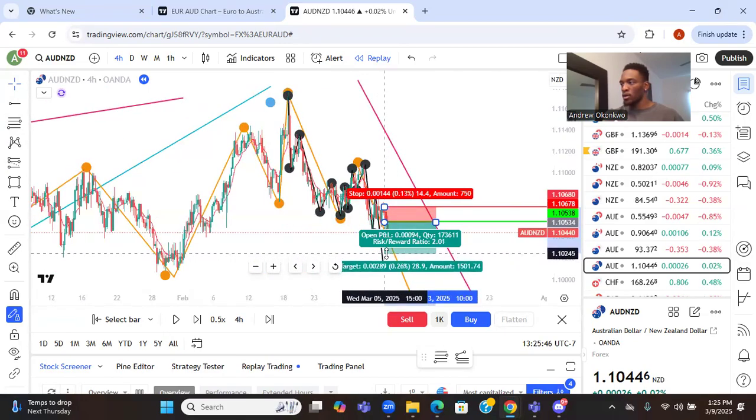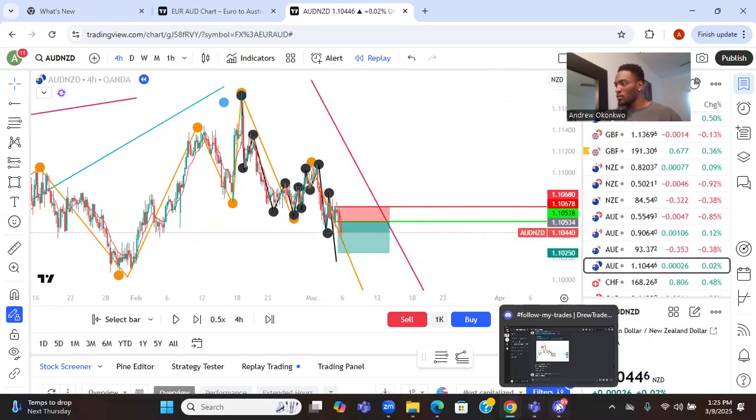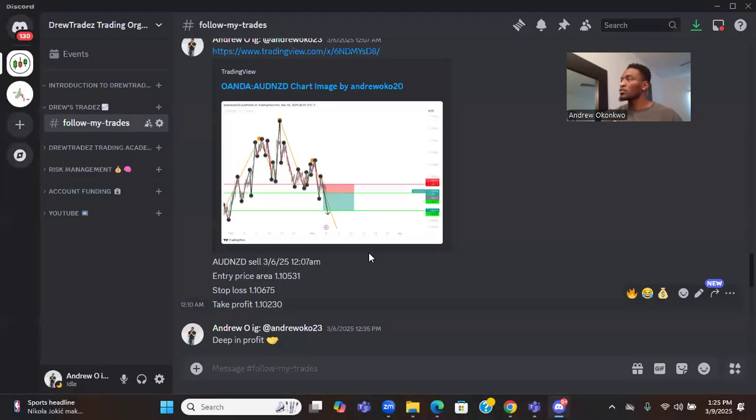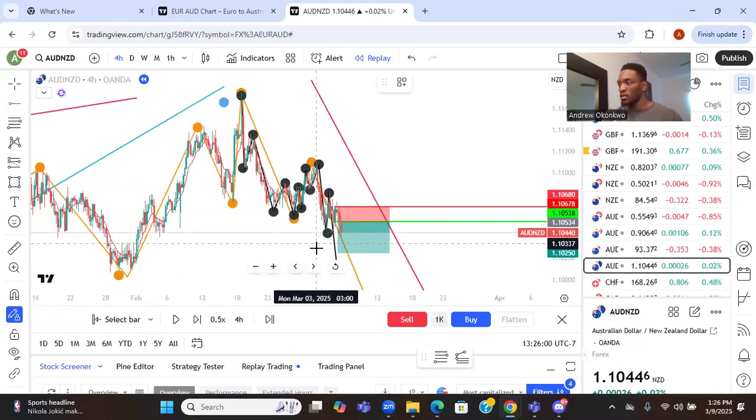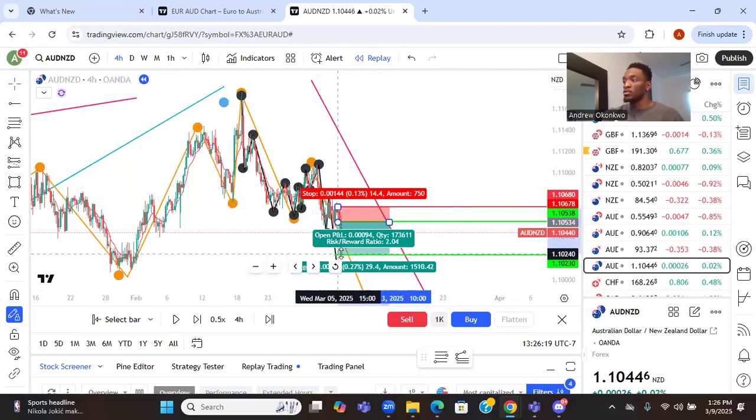So we just need the market to come all the way down to about right here. What was our take profit? Take profit 1.10230. Literally about right here. Boom. So this is our take profit. Like I said, this is our 1-to-2 ratio. So for me personally, with my account, I'm risking $1,000 to make $2,000 on this trade.